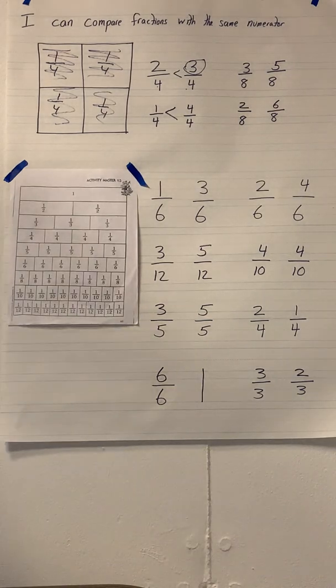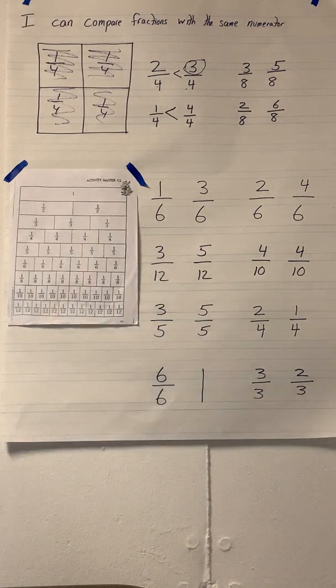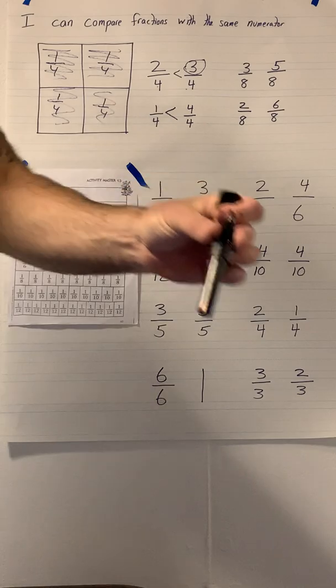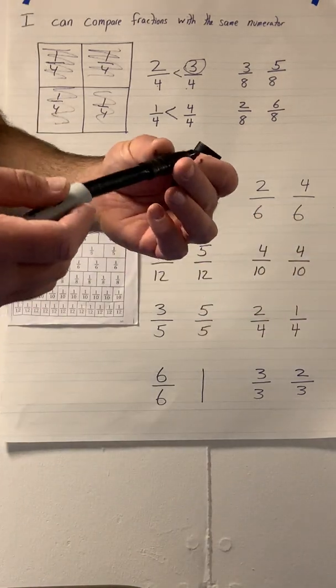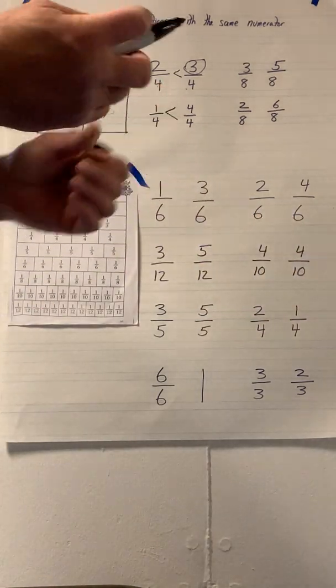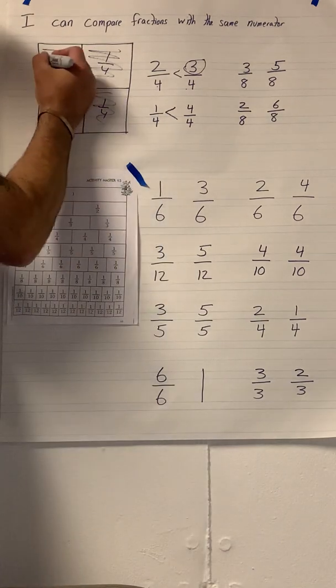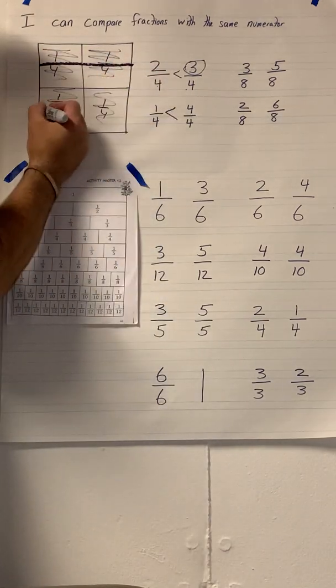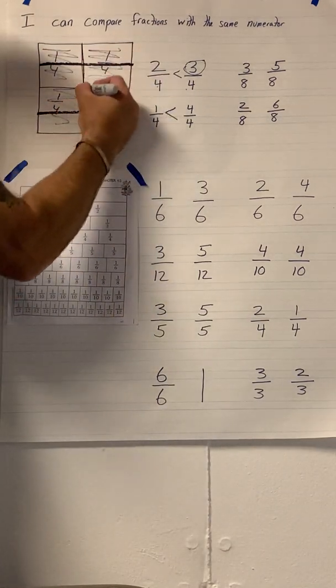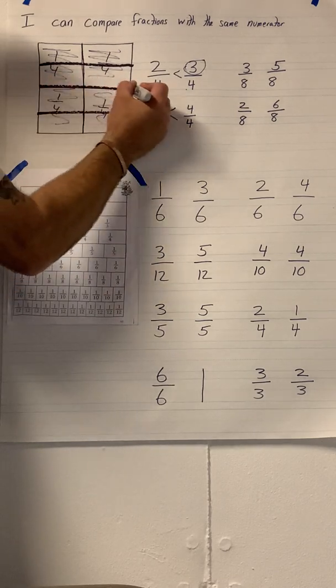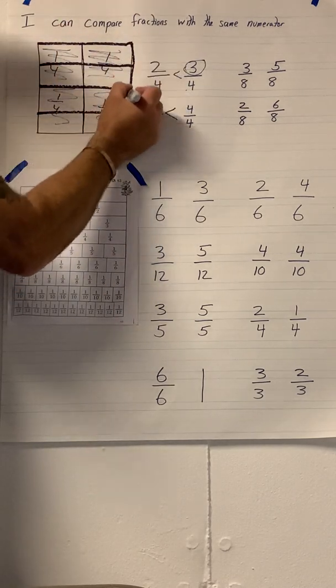Or what if I turned my fourths here? Oh, get out. Nope. Oh, I just pulled my marker out of the thing. Yikes. Okay, so say I turned my fourths into eighths, okay? Now my fourths are eighths.